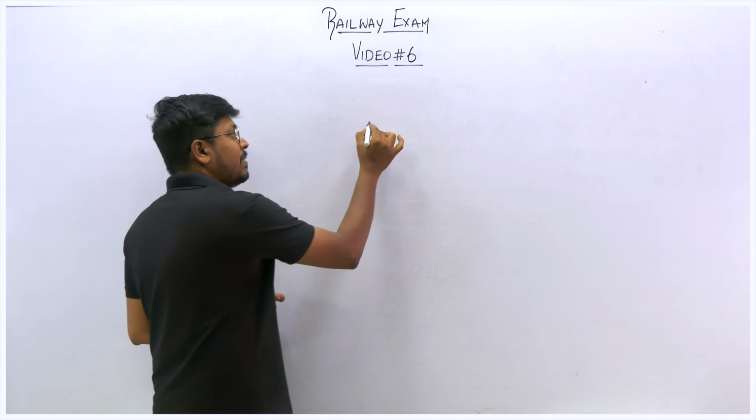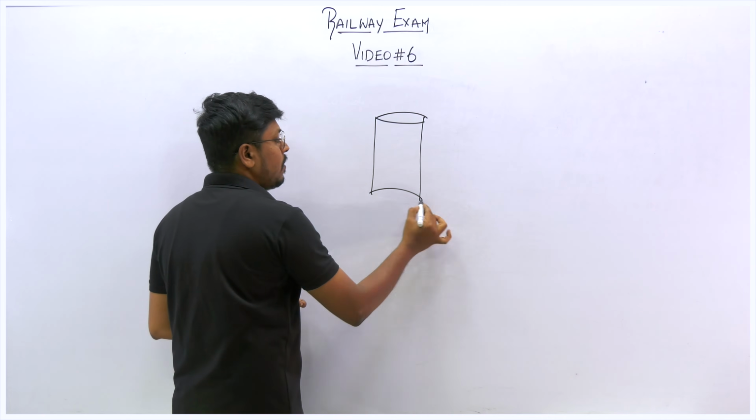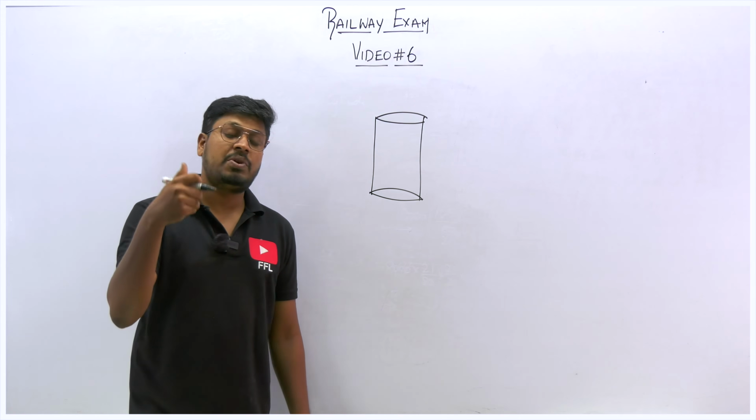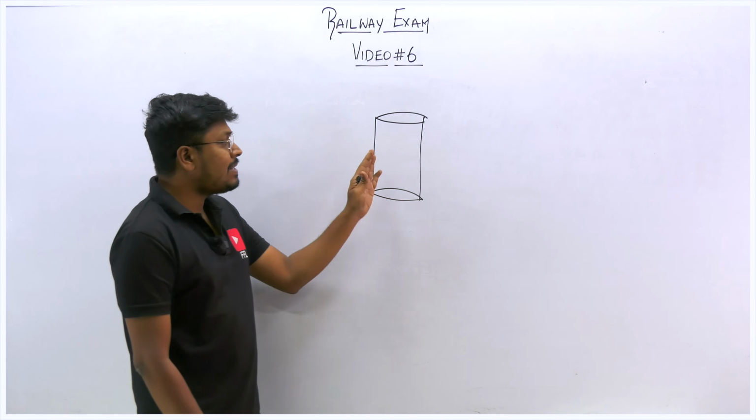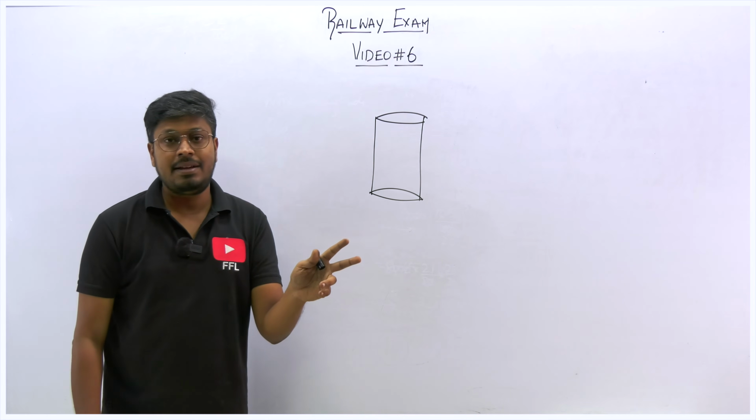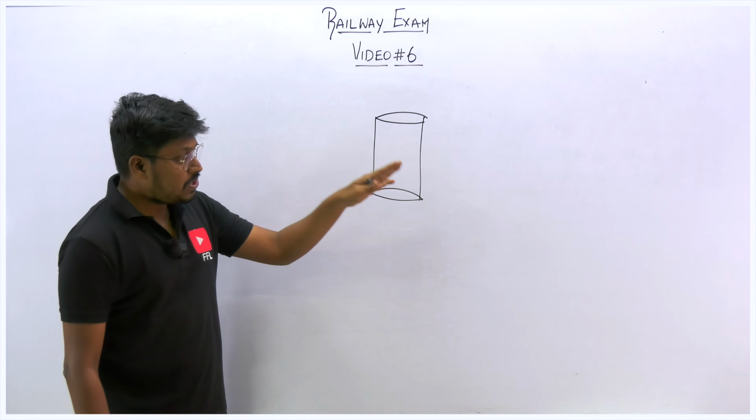Usually when you take a cone, we have two categories. The first category is the cone and the second is the frustum of cone. When we cut the cone parallel to the base, it is called a frustum of cone. But when you take a cylinder, it also has two categories. One is a normal cylinder and the second is a hollow cylinder. The hollow cylinder I will teach you in the next video.